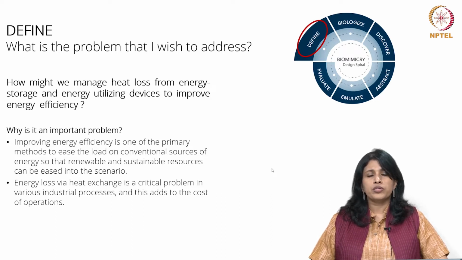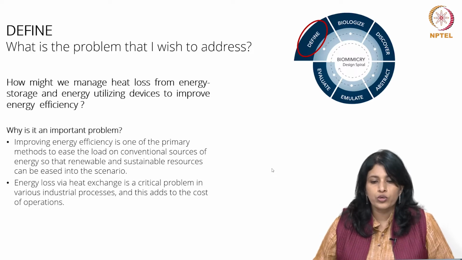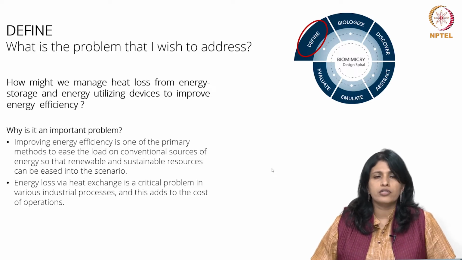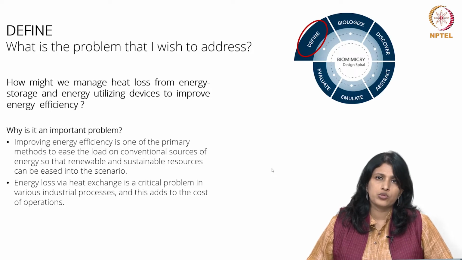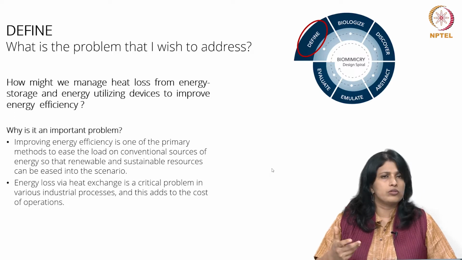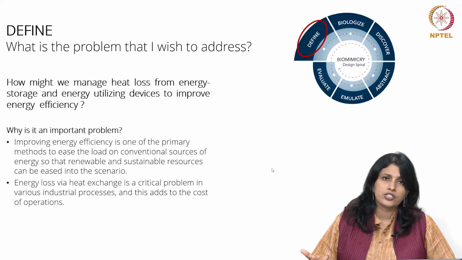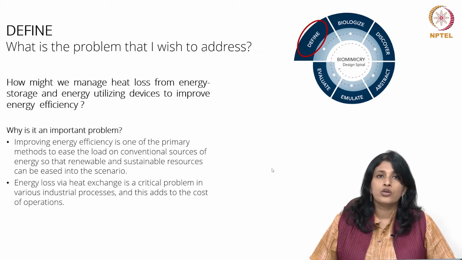So what the student Nandagopal has done here is: how might we manage heat loss from energy storage and energy utilizing devices to improve energy efficiency? So after all his research into this problem of energy efficiency, this is what he has defined. Now, why does he think it is important? He feels this is important because of the emotional connect he has, of course. Also, he has figured out that in various industrial processes, the energy loss via heat exchange is a critical problem for them and it's adding to their cost of operations, which is why he has chosen this problem.